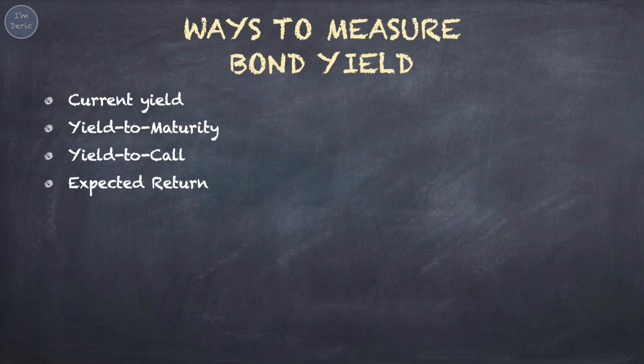In fact, there are many ways to measure bond yield or bond return, such as current yield, yield to maturity, yield to call, and expected return. We will cover these in the following part.